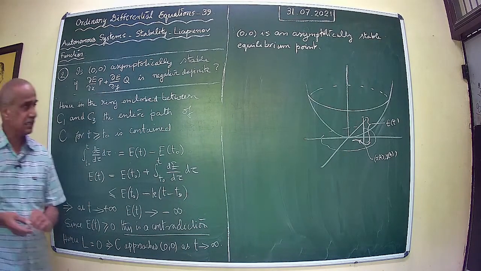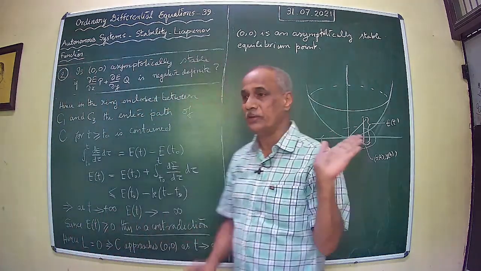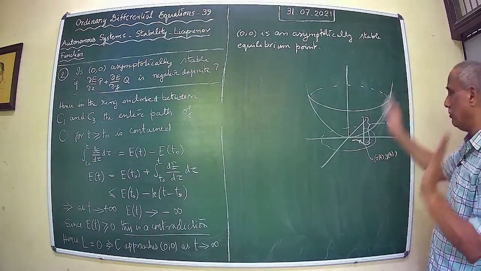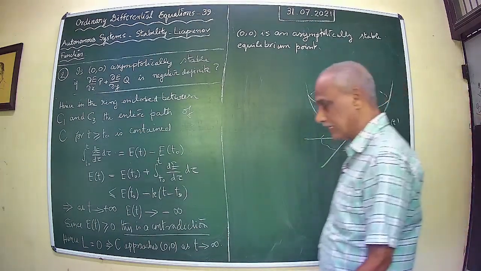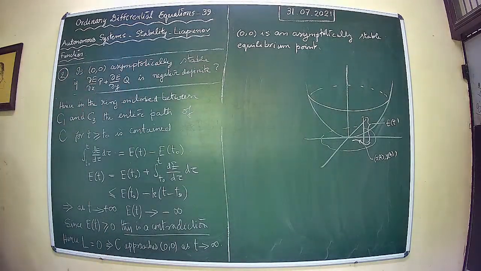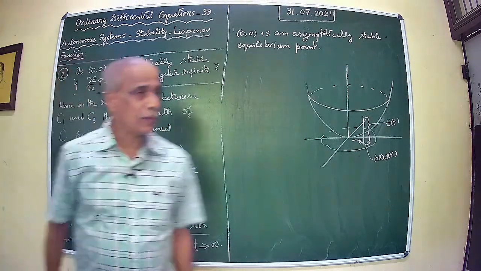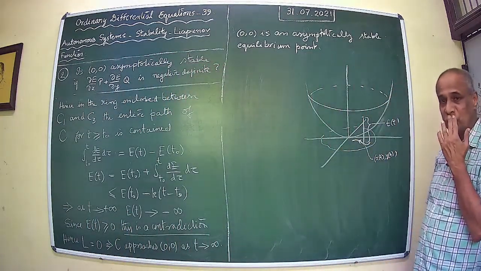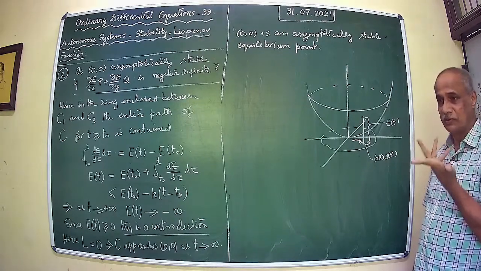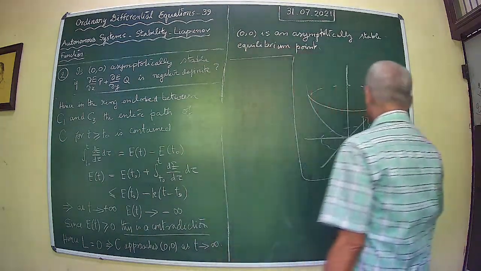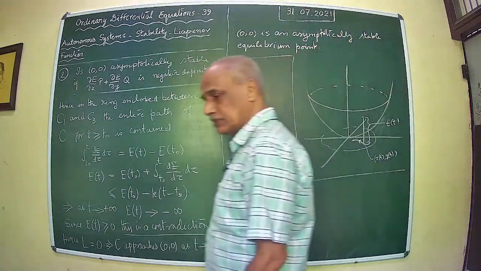Once the characteristic starts moving away from this 0, 0, you see that the value of E along the characteristic, namely E(t), will start increasing, and that is not possible. Right? That's what we prove. That's the art of proving it. Okay, so that completes the proof of the theorem.